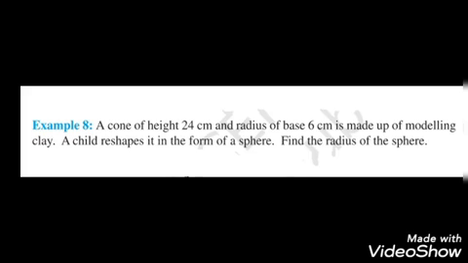Whatever it is, the volume of the sphere is equal to the volume of the cone. So the cone is reshaped into a sphere, but the volume doesn't change. Volume of a cone is always equal to volume of a sphere. By comparing these two volumes, we need to find out the radius of the sphere.